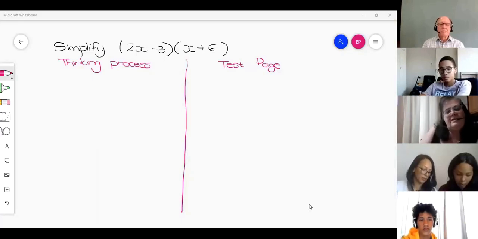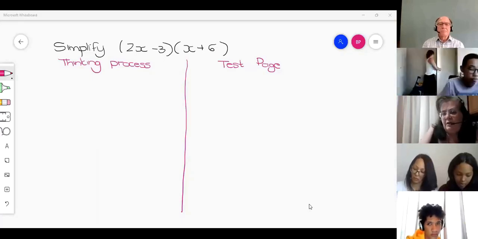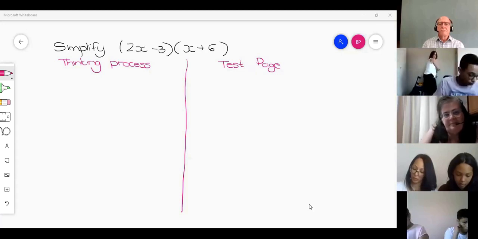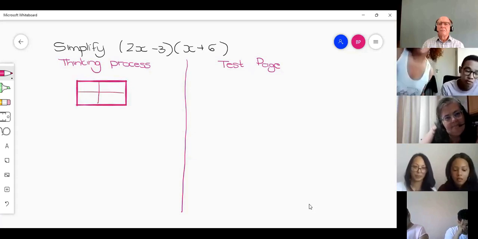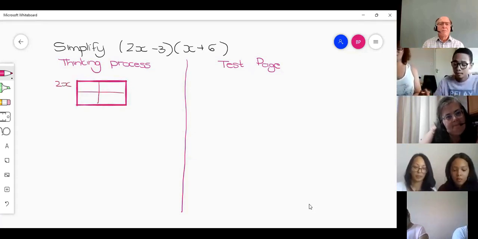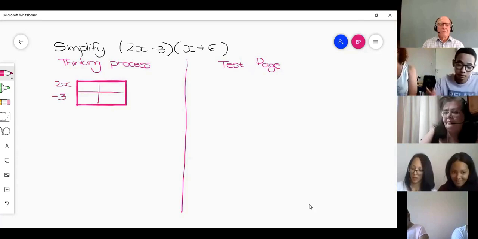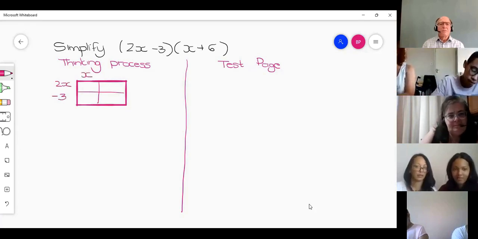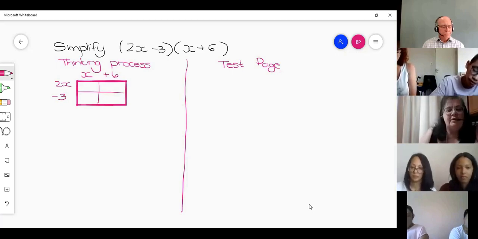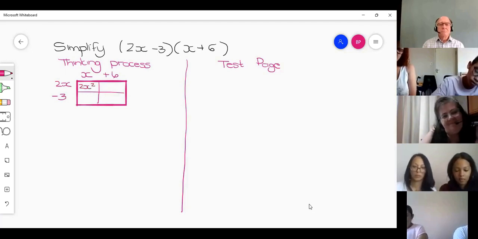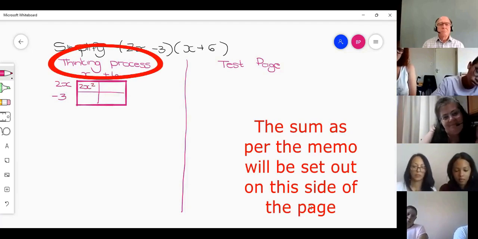Tell me, what was the first thing that you've done in your thinking process? So I first drew the rectangle and I put 2x on the left and -3 on the left as well. And then I put x on top and +6 on top. And then by A, I put 3x. Where's your 2x? Okay. And then by the second block, I put 2x. Okay, second block.